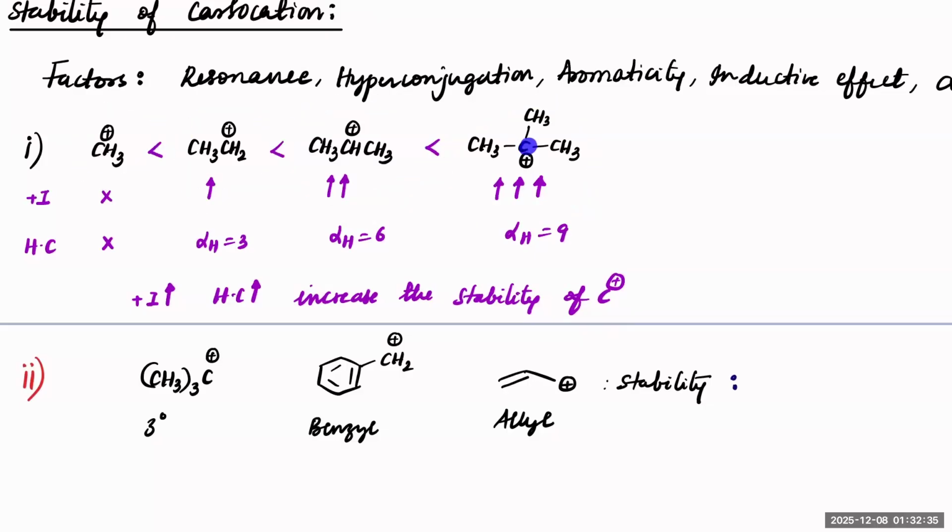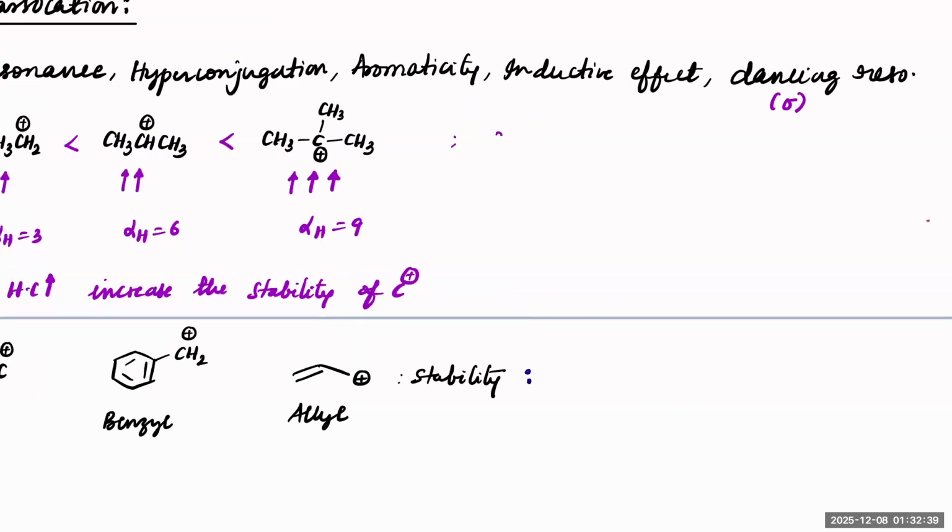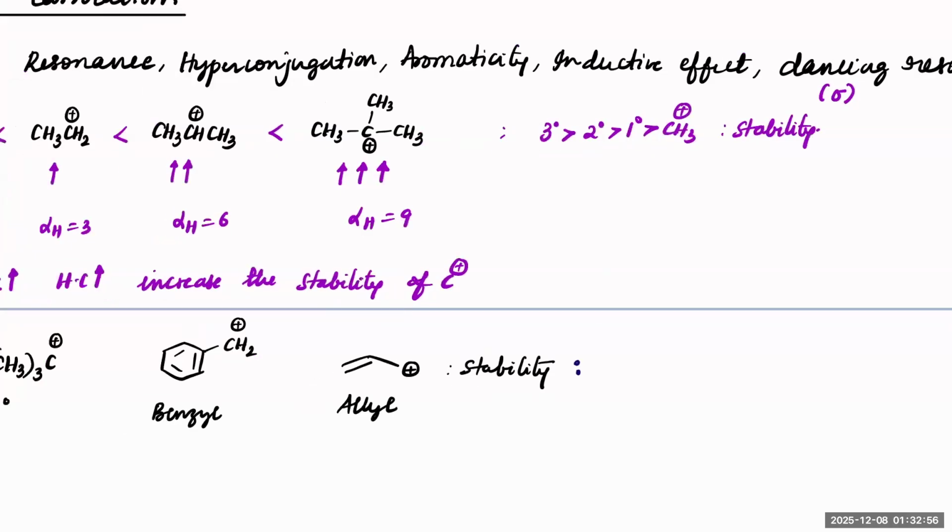Here, the carbocation has three carbons connected to it, so that's why it is called tertiary carbocation, then secondary carbocation, 1-degree carbocation, and methyl carbocation. So, this is the standard stability of carbocations. I guess this part is clear, everyone.